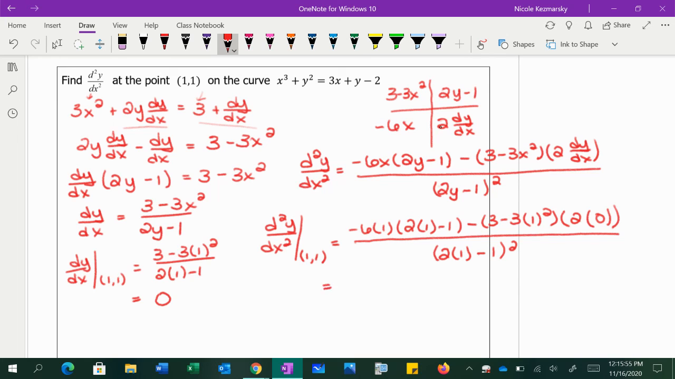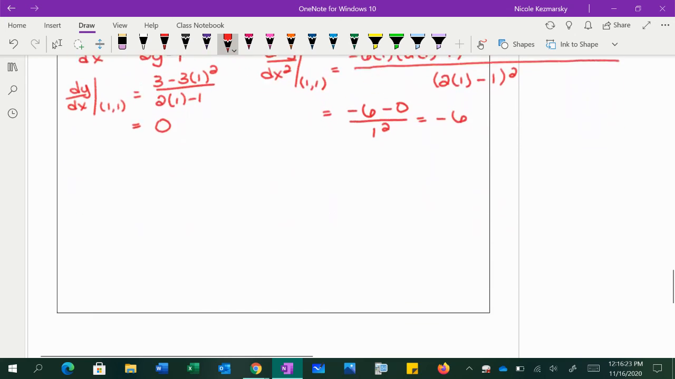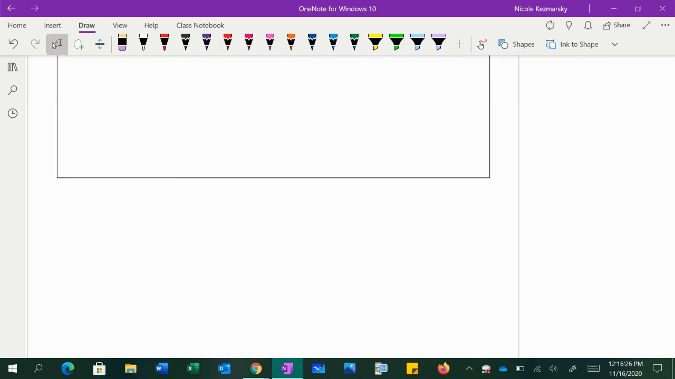So let's see what we get. That's going to give me, let's see, 2 times 1 is 2, minus 1 is 1. So that first term gives me negative 6. The second term, we've got 3 minus 3 is 0 times 0, so that's going to be minus 0. And then in the denominator, we've got 2 times 1 is 2, minus 1 is 1 squared, which gives us negative 6. And I think that's it for this section.